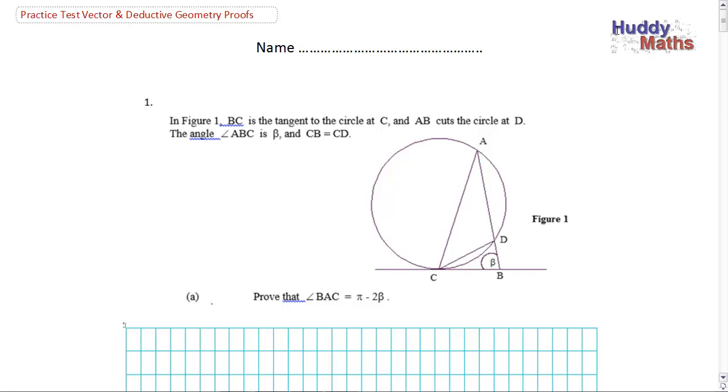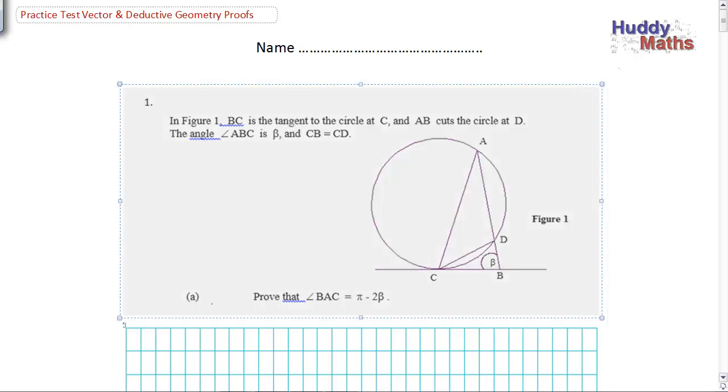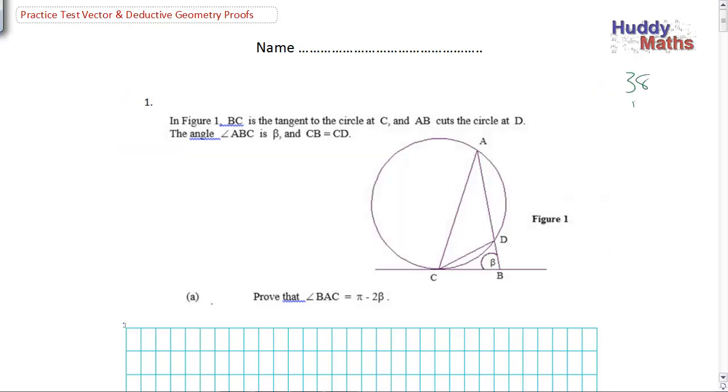Now this test has got 6 questions and a total of 38 marks. So just put that over here, 38 marks, which in the SACE program should be about 45 to 50 minutes, usually allowing about 1.2 minutes a mark. Okay, so here we go.